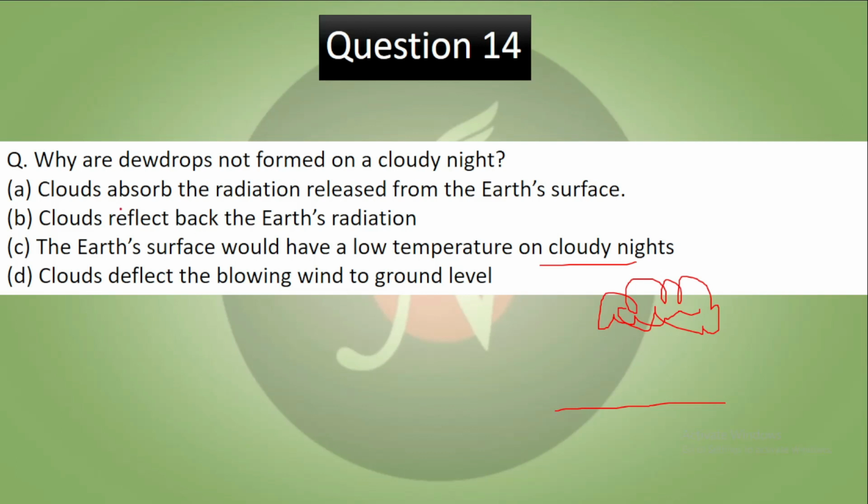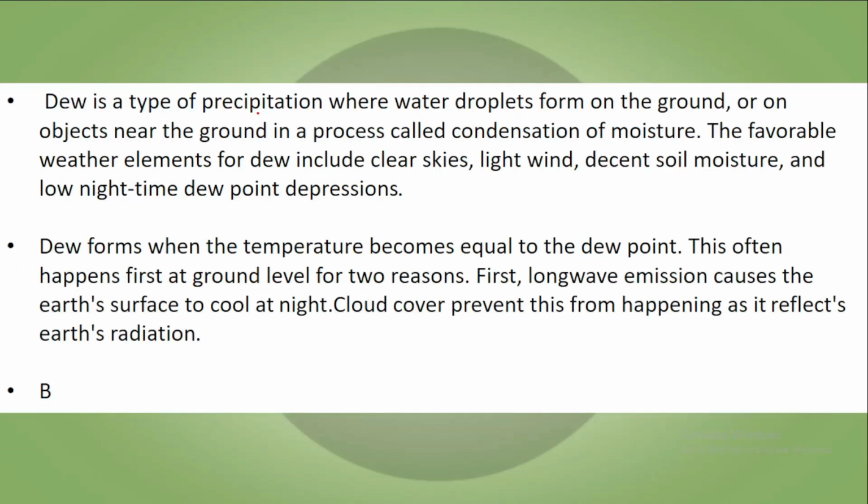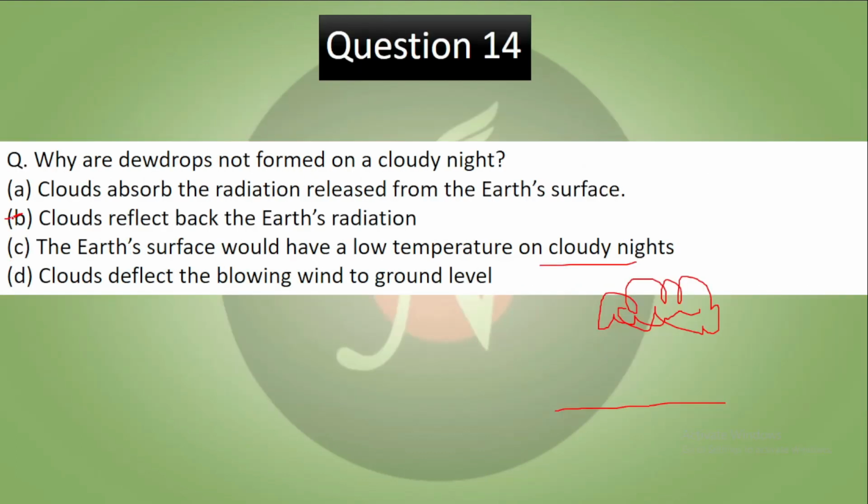So the correct answer to this is D, which is clouds deflect the blowing wind to the ground. Dew is a type of precipitation. It's B, it's not D, it's B.